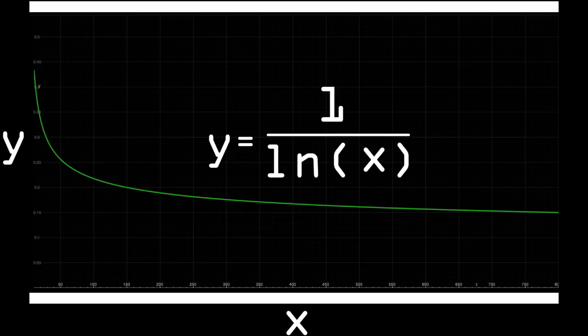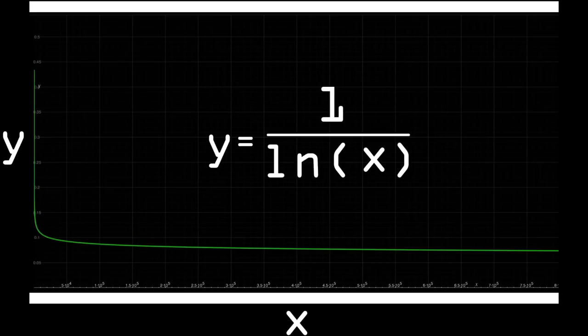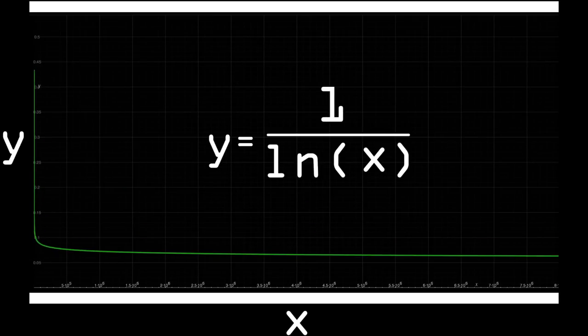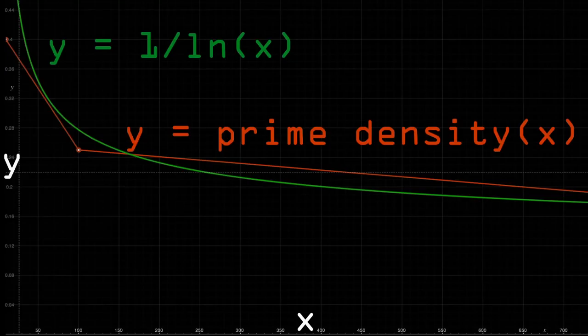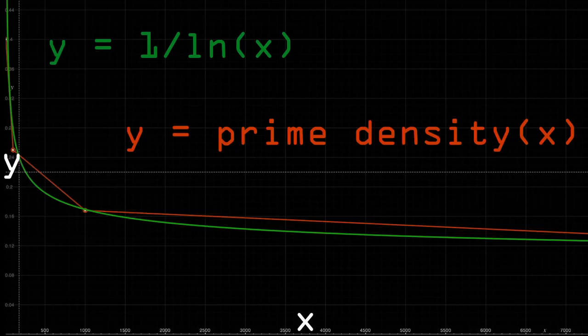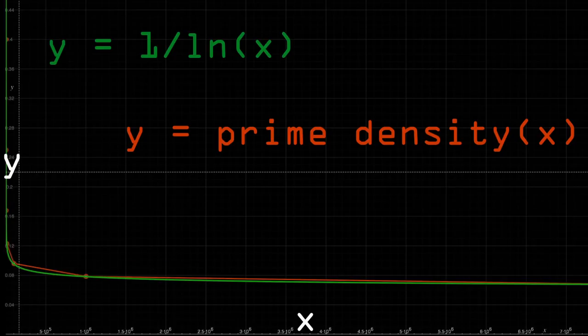The final step is to invert this by changing the y-axis to 1 divided by the natural logarithm of x. And when we zoom out, we find the exact same curve generated when we plot the density of primes. Let's confirm this by overlapping the two plots. In green is a graph of the line y equals 1 over the natural logarithm of x, and in red is the plot of prime number density up to x. As we zoom out, they approach each other.